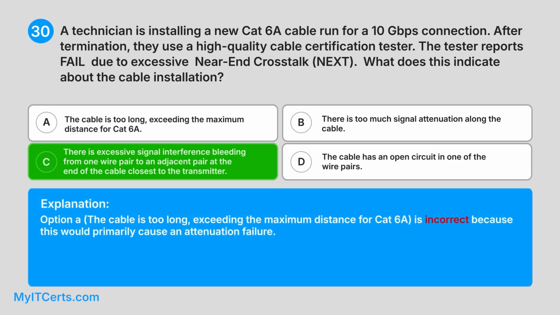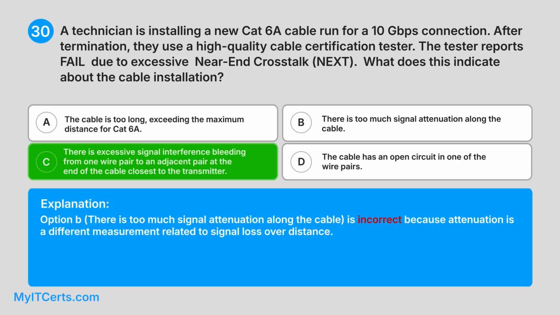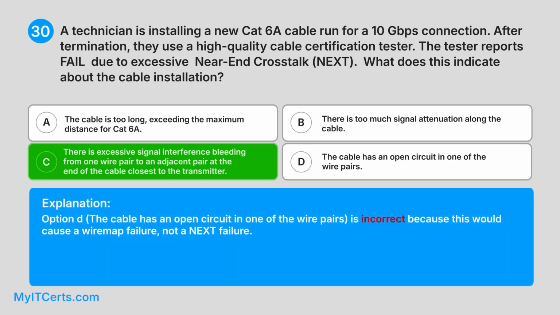Option A, the cable is too long, exceeding the maximum distance for Cat6a, is incorrect because this would primarily cause an attenuation failure. Option B, there is too much signal attenuation along the cable, is incorrect because attenuation is a different measurement related to signal loss over distance. Option D, the cable has an open circuit in one of the wire pairs, is incorrect because this would cause a wire map failure, not a NEXT failure.